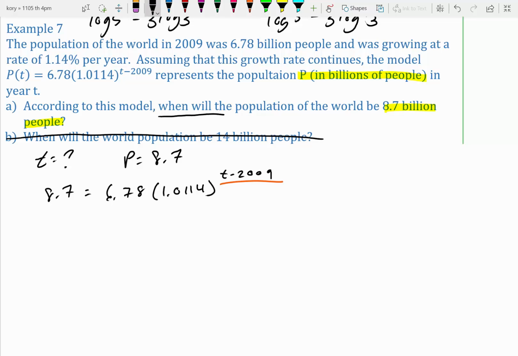We can't just divide both sides by 6.78. Well, we will, but that only works if you have the power of just x or just t. So yes, the first thing we will do is get rid of 6.78. Why? Because we can. We want to move everything we can away from the t as much as possible, so we will divide by 6.78. When we do, we're left with 1.28 equals 1.0114 to the power of t minus 2009.